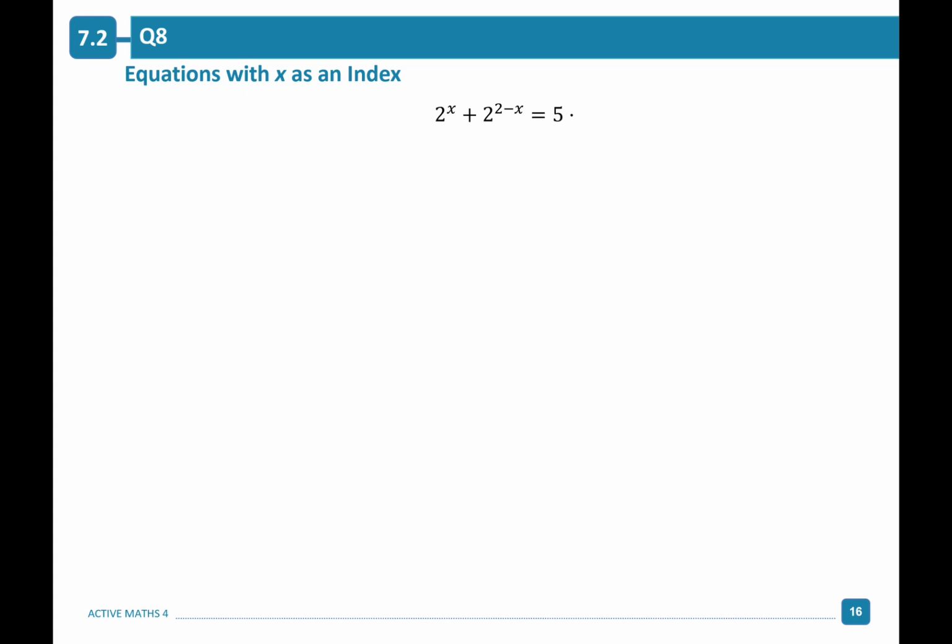This is question 9, part 1. Solve the equation 2 to the power of x plus 2 squared minus x equals 5. When solving these types of equations, the first thing you must do is bring all terms to one side of the equation. This gives us 2 to the power of x plus 2 squared minus x minus 5 equals 0.